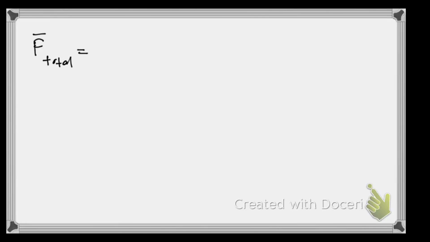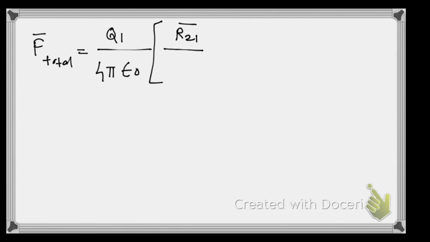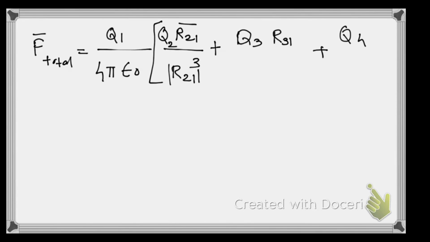So F total is equal to, now Q1 is common everywhere, so Q1 we will take outside. 4 pi epsilon naught is also common. Then inside the bracket there will be vector R21 and magnitude square is there and one more magnitude is there. So total it will become R21 cube, magnitude of R21 cube. So plus into the charge. So here it is Q2, here it is Q3 and the next was Q4.